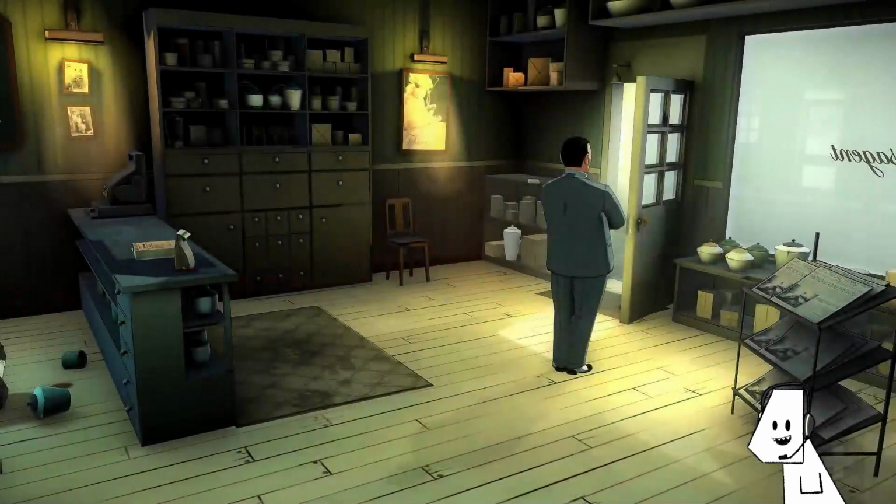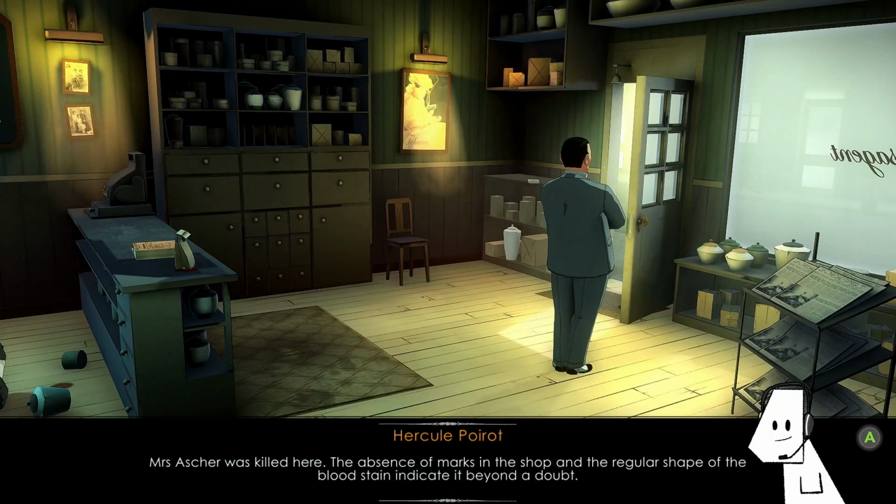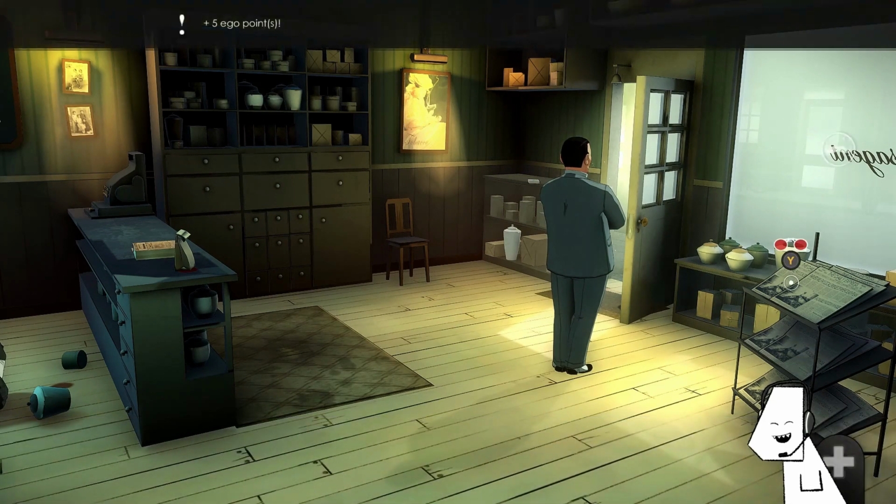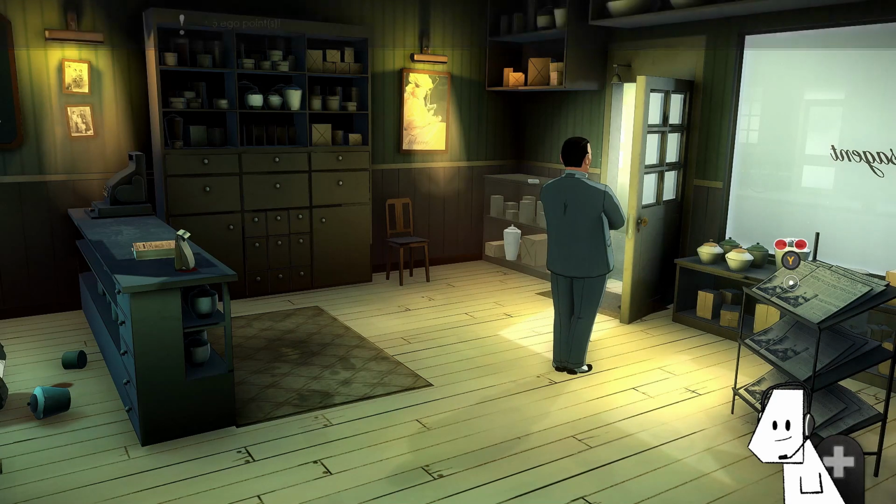Is that right? I don't know. Mrs. Asher was killed here. The absence of marks in the shop and the regular shape of the blood stains indicated beyond a doubt. There you go. We've already solved two. Oh, my chair just snapped or something. That's not good. I don't know.